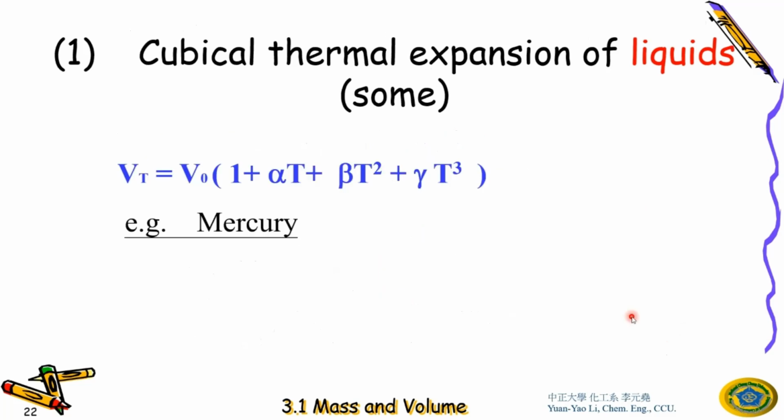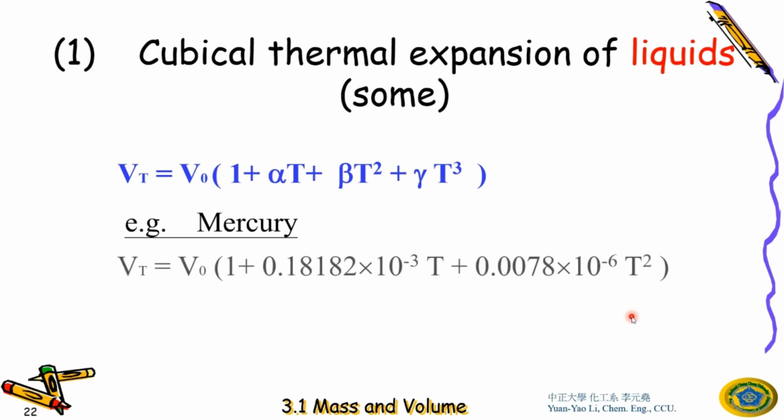So here is one example. For mercury, alpha will be 0.118, and beta will be 0.0078. And the gamma, because this is too small, in the case of mercury we just remove this term here. So you got an equation like this. So if I ask you what's the volume of mercury at a certain temperature, you can use this equation to find out the answer.